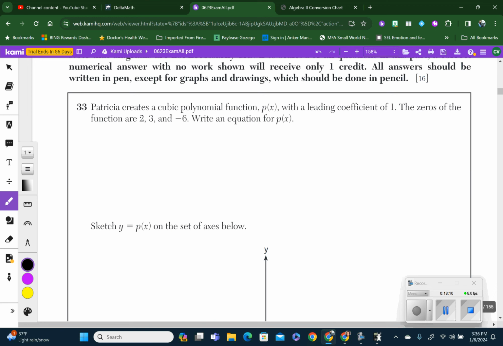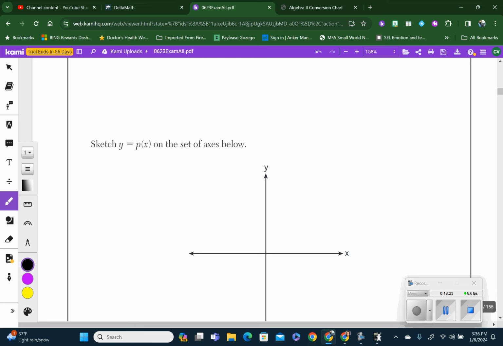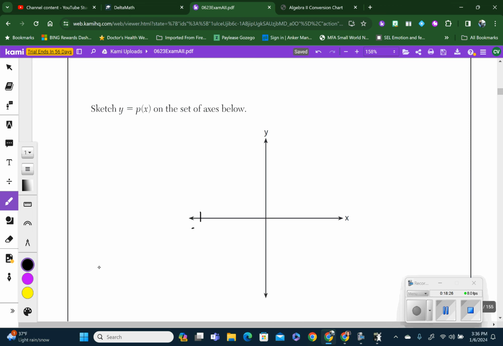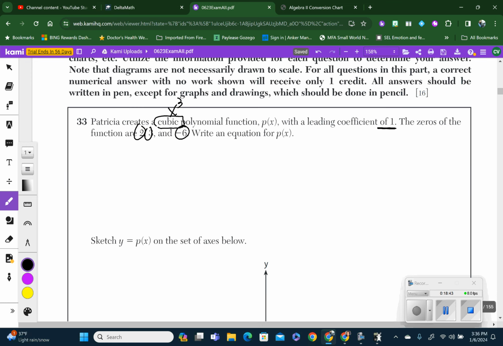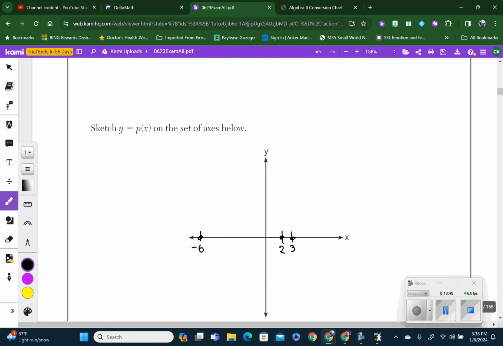All right. So for the next one, Patricia creates a cubic. So cubic means that you have something like an x to the third function with a leading coefficient of 1. The zeros are 2, 3, and -6. So as soon as I hear that, I'm going to go to where -6 is, somewhere around here, and I'm going to see that this is a point that the graph goes through. I'm going to go to where I think 2 is. This is 2, and this is 3 right next to it. Okay, so there are points along all of that right there. All right, those are the zeros. Then it says with a leading coefficient of 1.